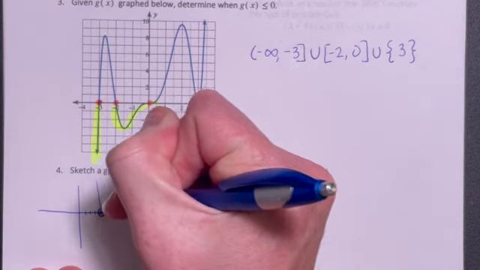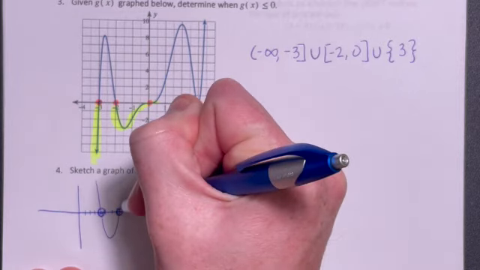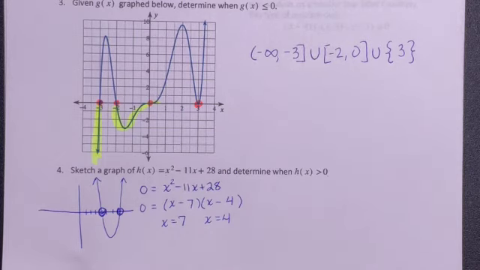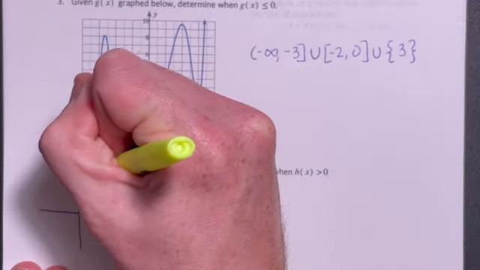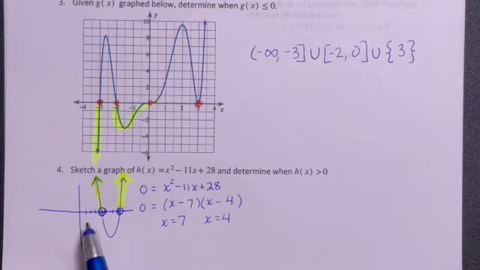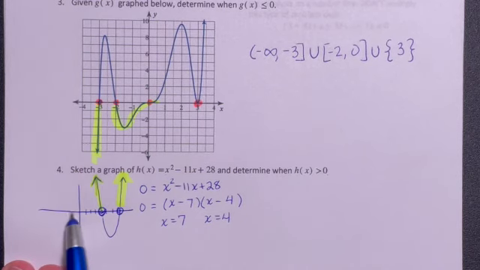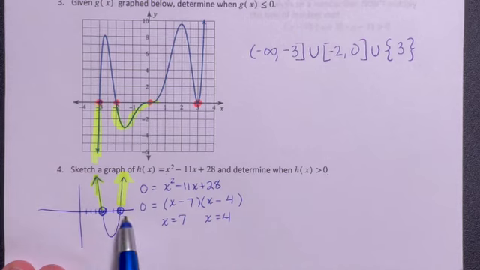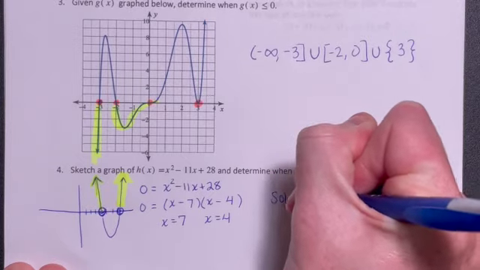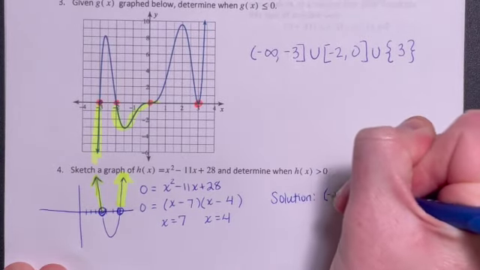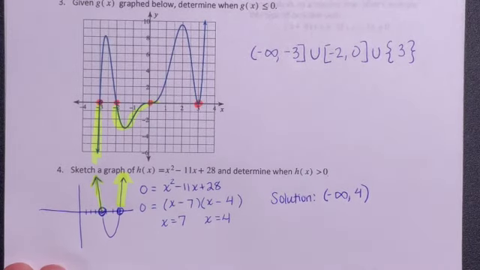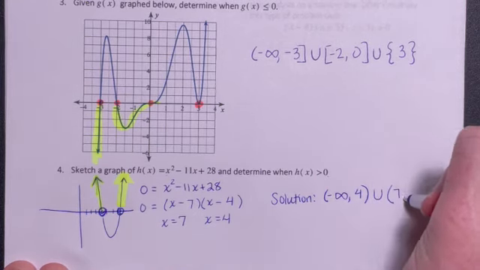Now, looking at this quadratic function, we have a positive x squared term. Our quadratic would be pointing up. So to sketch out a graph of this, it looks something like this, which means we are greater than 0 when it's above the x-axis. This would be happening for all the values before positive 4, and then after positive 7. So our solution to the actual inequality would be negative infinity up to 4, but not including 4 because we only have greater than 0. Union, and then 7 to infinity.